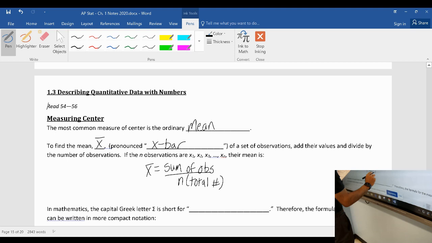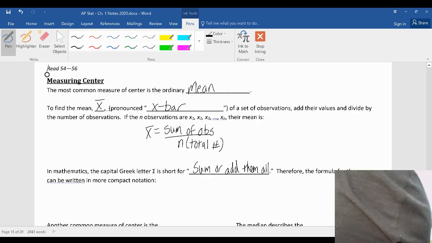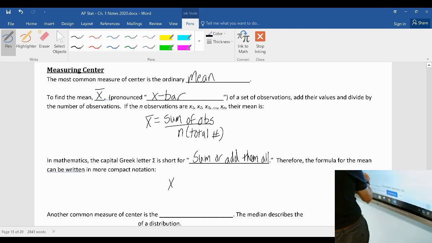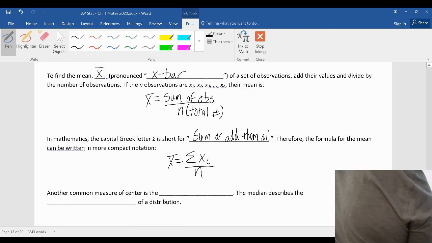All right? In mathematics, what you're going to see is that Greek letter sigma, which some of you might already know, which just means sum or add them all up. So on the fancy statistics formula sheet, which you're all going to get, you'll see a formula for finding the mean: x bar equals sigma x sub i over n. So all you need to know, sigma represents sum. And you all know about the mean already.